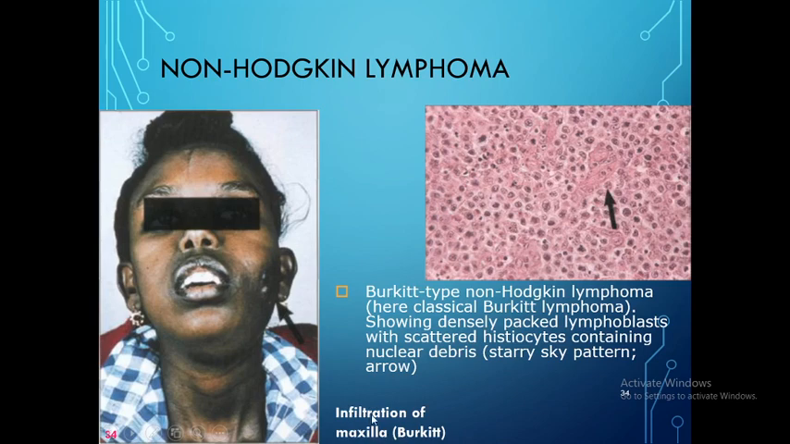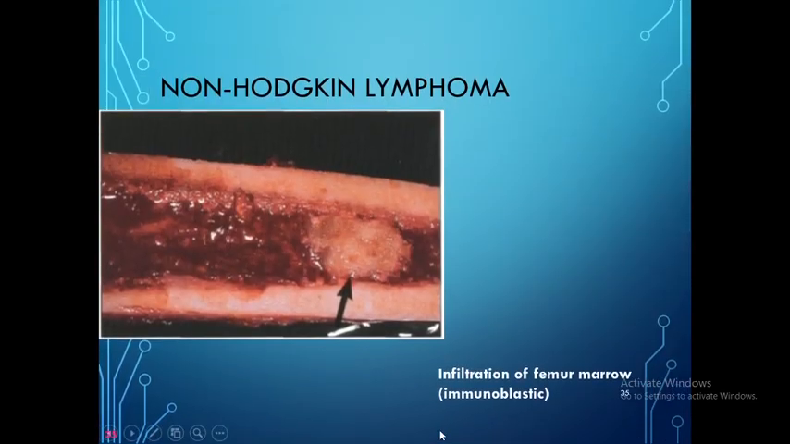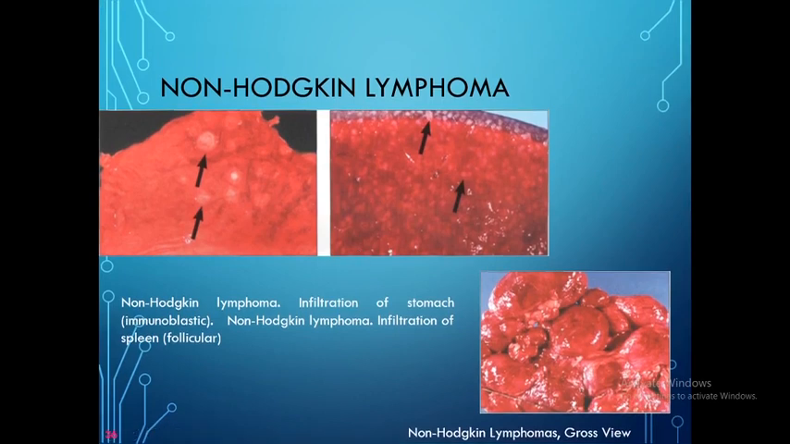Infiltration of maxilla. Here, can you see? Infiltration of maxillary bone in this area has happened. That's a sign of Burkitt type lymphoma. Infiltration of femur bone marrow, and that is immunoblastic. Can you see? Here's the difference of the femur bone. And again, in the non-Hodgkin lymphomas, you can see infiltration of stomach and spleen. This is how it looks in a gross view.